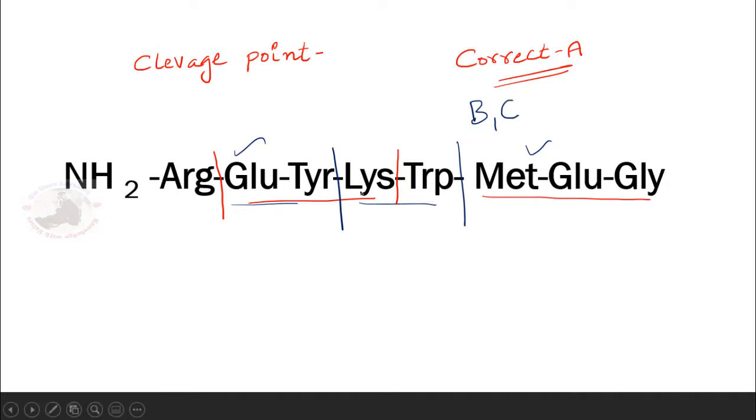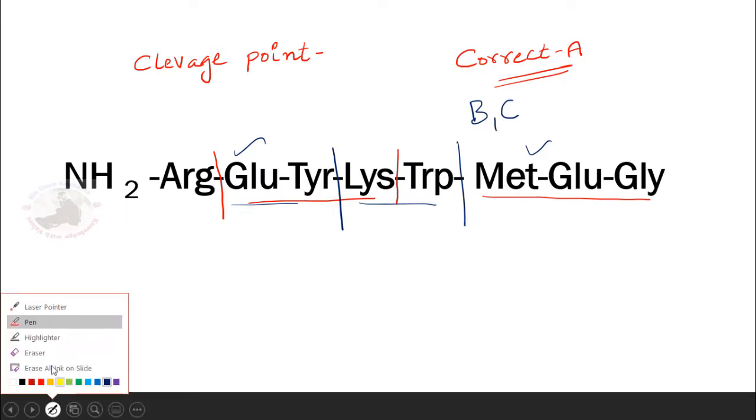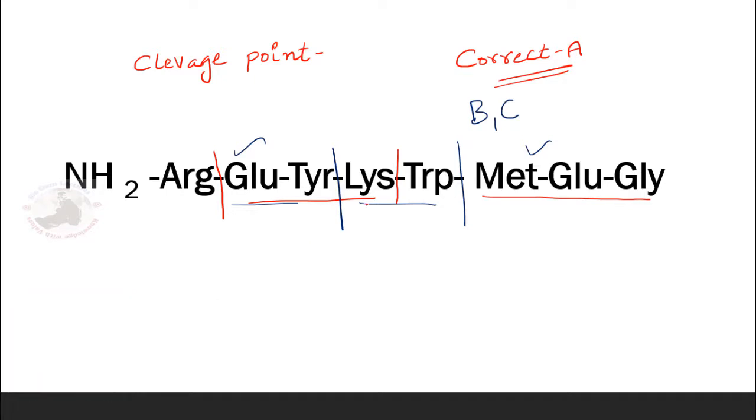And next, option C: cyanogen bromide generates hexamer and dimer. The cyanogen bromide can cut the sequence at this particular region. Let me take the other color. After methionine, it is going to cut, and here this is a dimer, and the other one is a hexamer, the whole sequence. Hence, we can conclude option C is also correct.